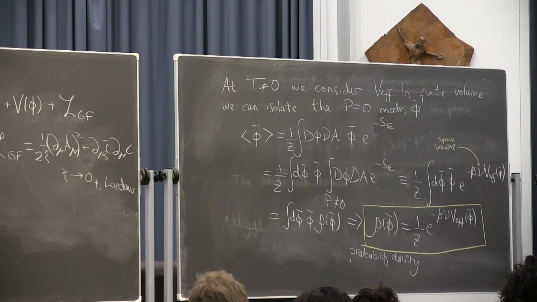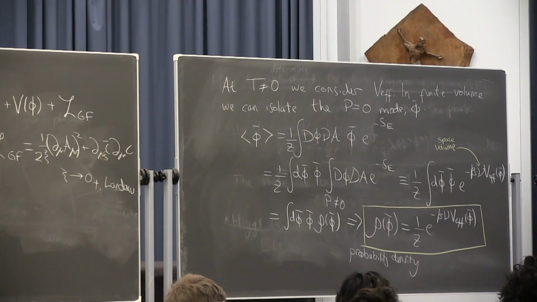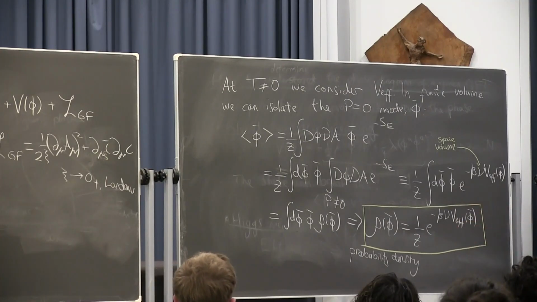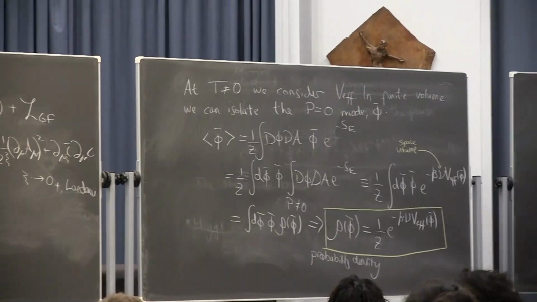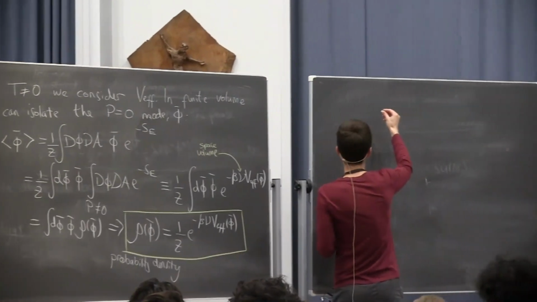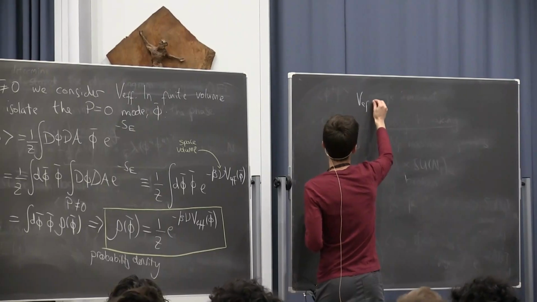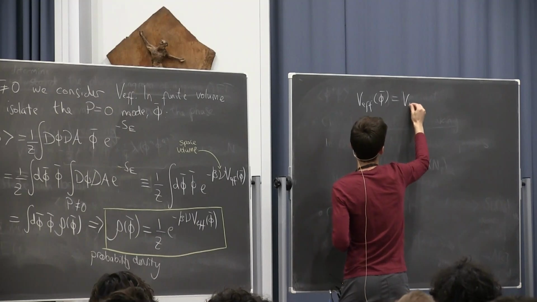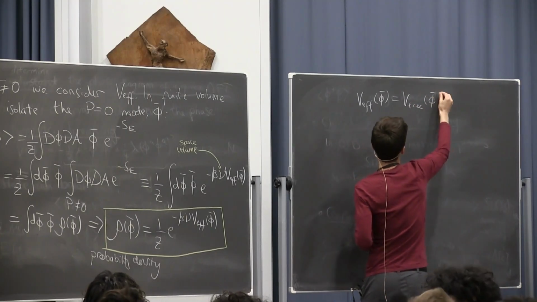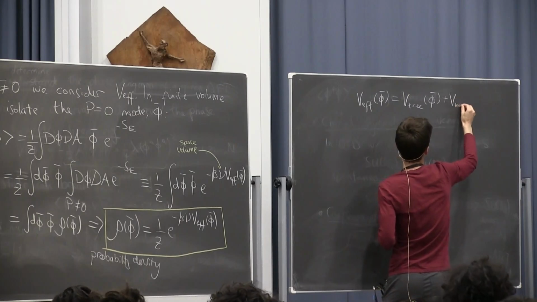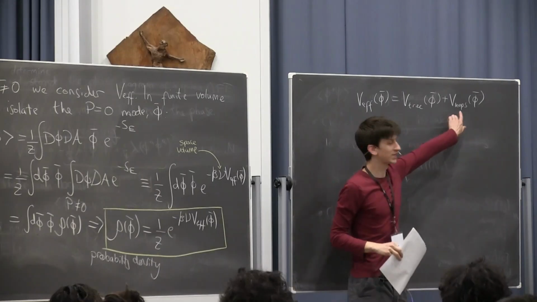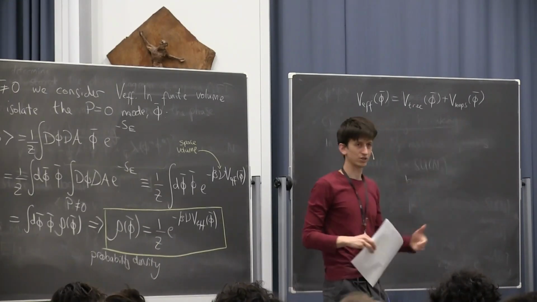Now, we want something interesting to happen. We want maybe phi bar to change value, like in a phase transition. And for that to happen, this effective potential can't be the same at all temperatures. It has to change significantly as the temperature changes. So if we write our effective potential as our tree-level potential plus loops, thermal fluctuations always come in loops because they're fluctuations.